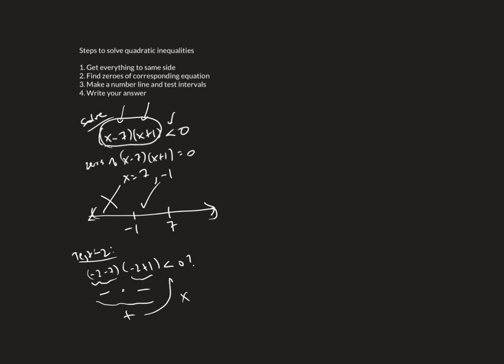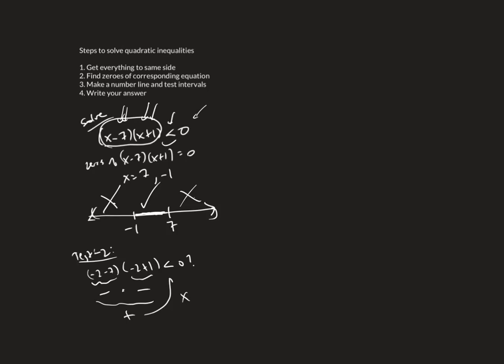So that error works. I want to test a number bigger than 7, say 8. 8 minus 7 is positive, 8 plus 1 is positive, positive times a positive is positive, which is not less than 0, so that doesn't work. So if I were shading regions of the line by checking, the parts that I X'd over wouldn't be shaded, but the part that I have a check over would be, right?